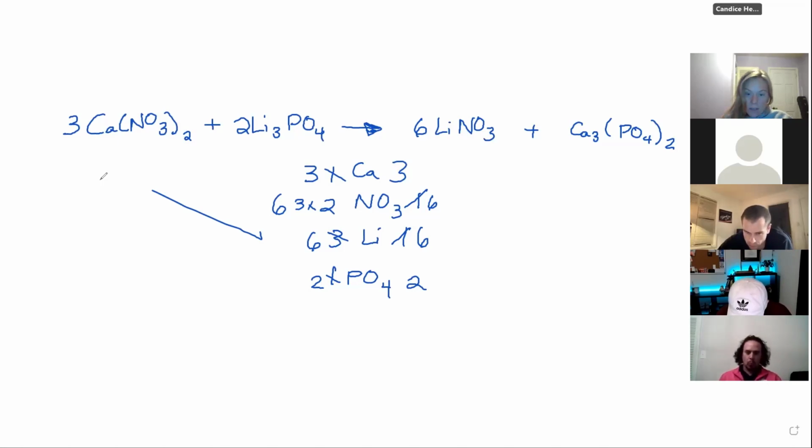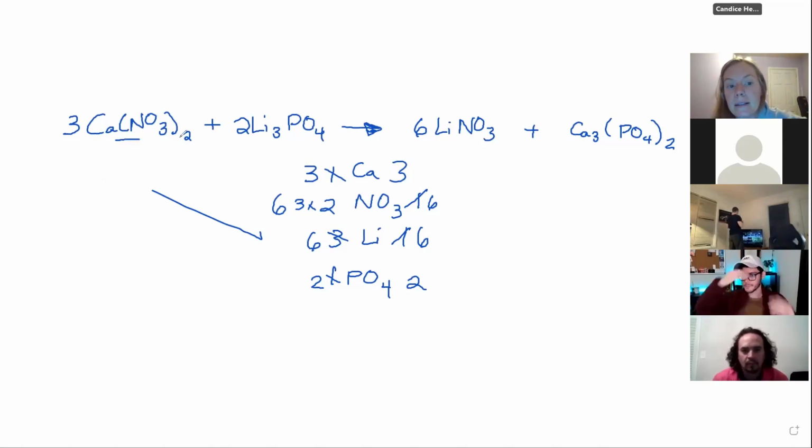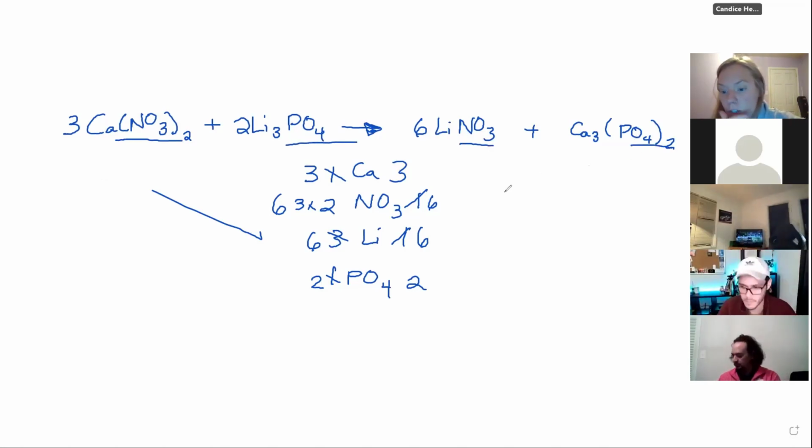Any questions on balancing with a polyatomic ion? You can only do that if the polyatomic ion stays as a whole. If the polyatomic ion breaks up or there's other stuff messing with it, like you have oxygens in the polyatomic ion, then oxygens outside the polyatomic ion shift, don't do this. But if it's pretty clear cut like this, there's my nitrate, there's my nitrate, there's my phosphate, there's my phosphate, just treat it as a unit.